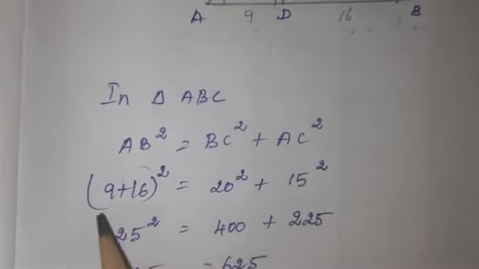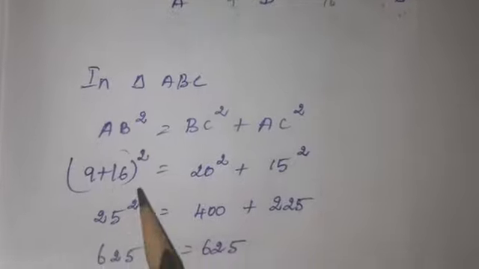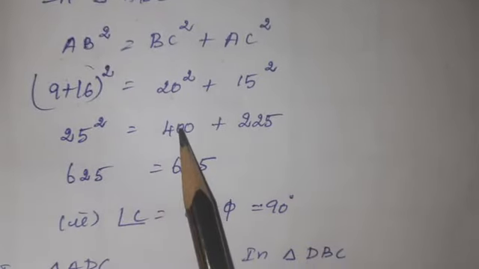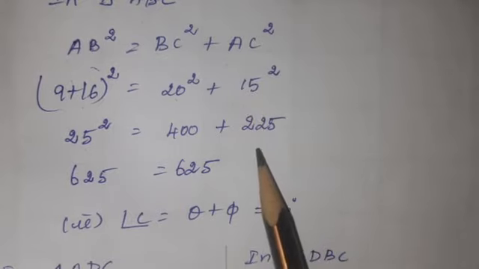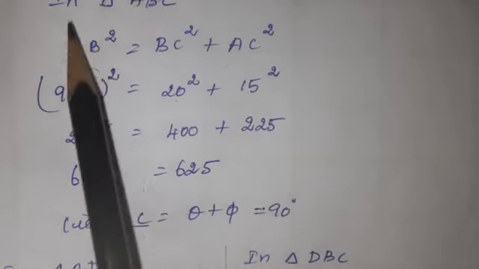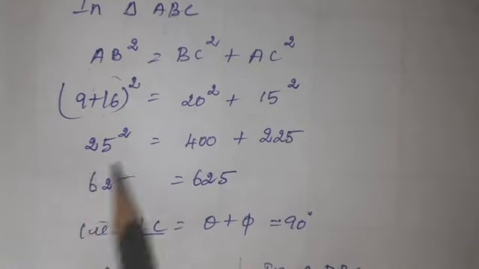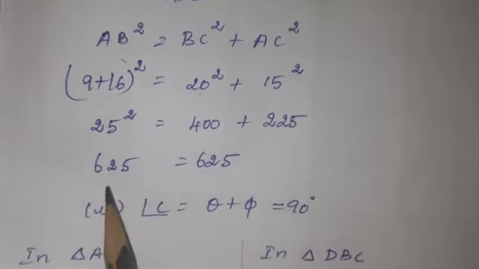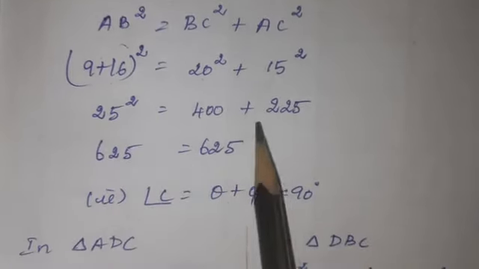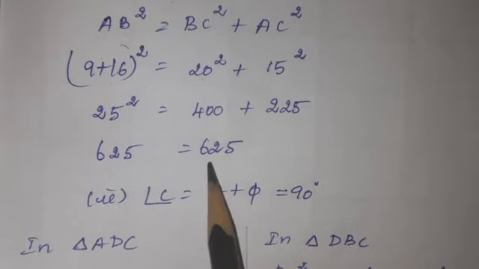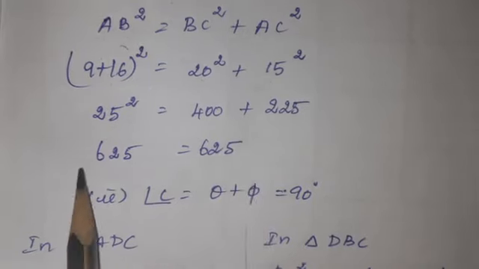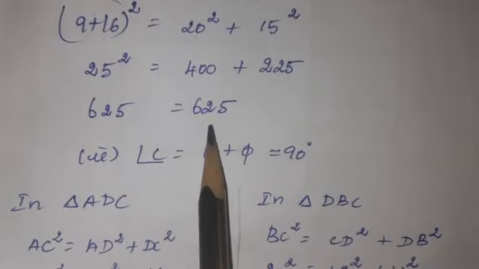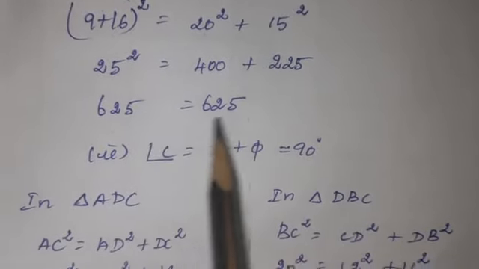Here I have written 9 plus 16 is 25, so 25 square is equal to 20 square plus 15 square. 20 into 20 is 400, plus 15 into 15 is 225. 25 into 25 is 625. When you add 400 plus 225, you get 625. See here, LHS is equal to RHS. That means both sides are equal. So the Pythagoras theorem is proved.